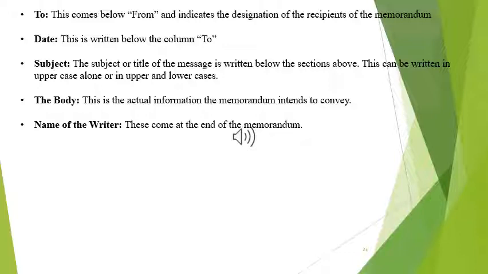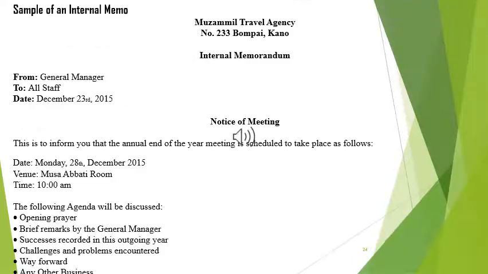And after the body comes the name of the writer, who the writer is. That is, the from indicates the office of the person, and then whoever wrote the memo is the writer of the memorandum, and that's the name that appears at the end of the memo.